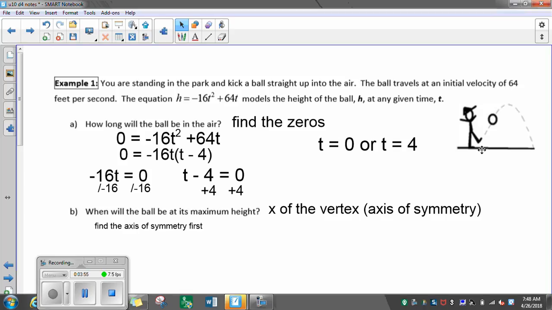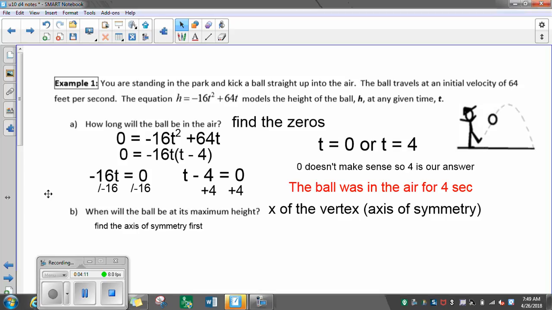So he hadn't even kicked the ball yet. The next time it hit the floor was after 4 seconds. So that's after it traveled up in the air and came back down. So 0 doesn't make sense for our answer. So 4 is how long it was in the air for. Okay? 4 seconds.